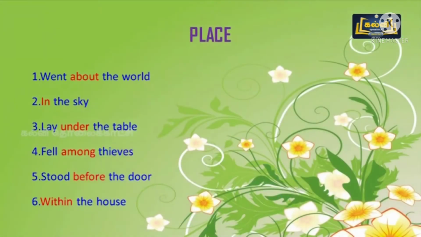See the examples. First one is went about the world. Which is the preposition here? About. It denotes place. Second one is in the sky. Here in is the preposition. It also denotes place. Third one is lay under the table. Here the preposition links the noun with the other words. So under is the preposition. Without prepositions, no sentence will be complete.